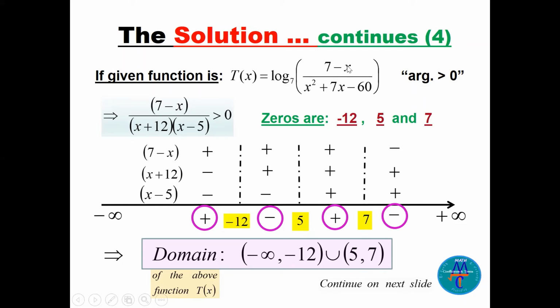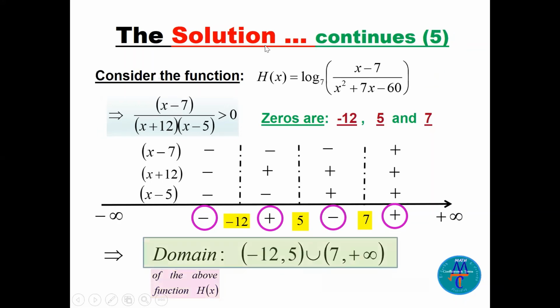Now, what will happen if I have x minus 7? It will make a little change. Let's consider the function h of x, log base 7 of (x minus 7) divided by this. I take the argument greater than 0 very quickly. I take all the zeros, minus 12, 5, and 7. I make the nice table here.